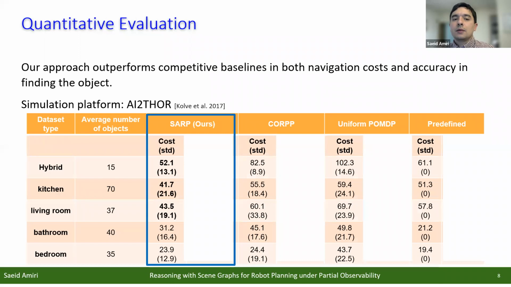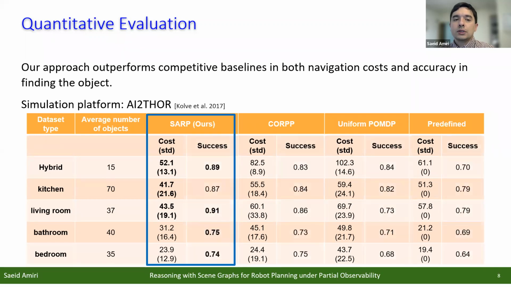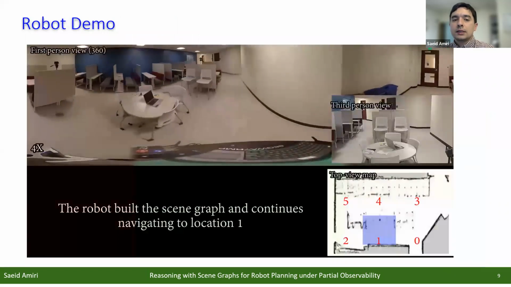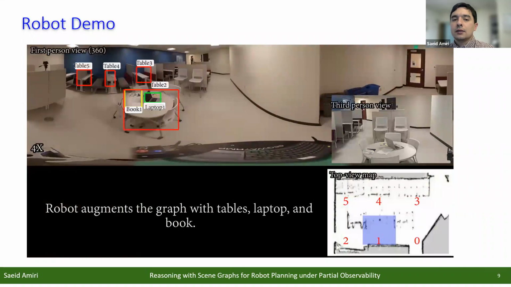We evaluated our approach in AI2-THOR, which consists of photorealistic images of household environments, where our approach, as shown in the blue box, was outperforming baselines by taking less action costs and more success rate in finding the target object. We also used a real robot with 360 vision for data collection and evaluation.